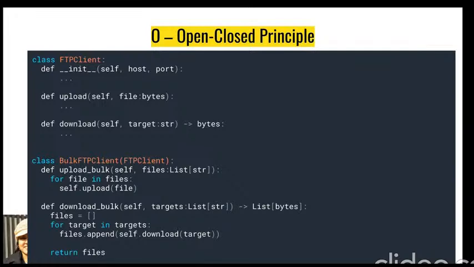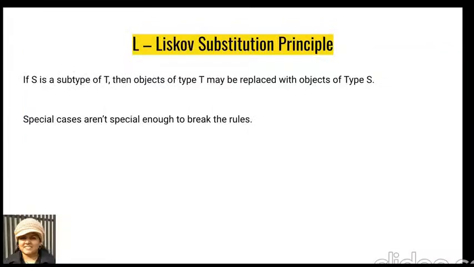Now let's move on to the next principle, which is the substitution principle. The standard definition of it is, if S is a subtype of T, then an object of type T may be replaced with an object of type S. A plain English way of saying this is, any child class can replace its parent class without breaking functionality. You may have noticed all of the FTP client classes so far have the same function signatures. That was done purposefully so that they would follow the substitutability principle.